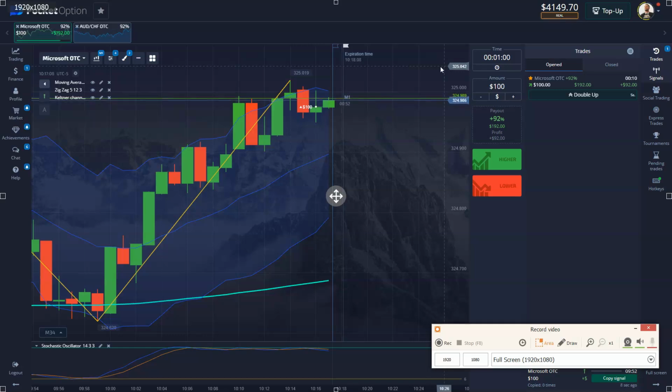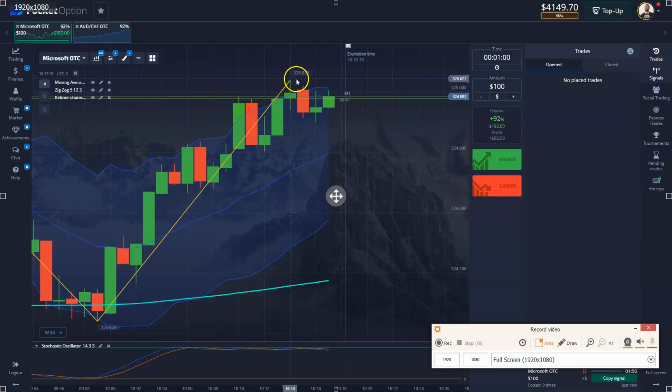Don't play me at the end. It's trying to break back through this rejection. That's why, yeah, so what I told you. It's going to go back up, try to connect to this zigzag, potentially.